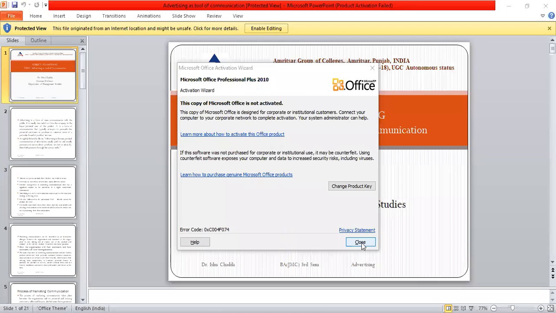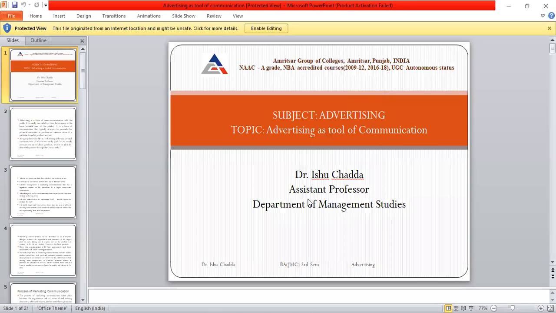Today we are going to discuss a topic: advertising as a tool of communication. I have already stated to you what advertising is. Advertising is a one-way communication process. It is a form of mass communication with the public. It is usually one-sided, that is, from the company to the buyer, the potential user of the product. We already know this: advertising is a one-way process.